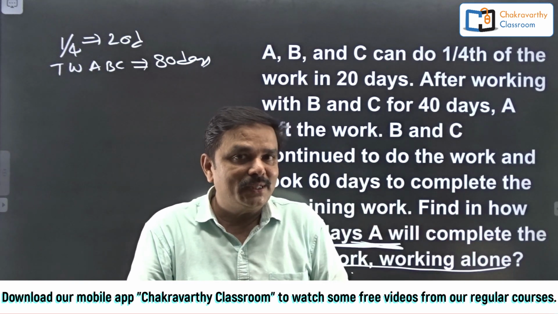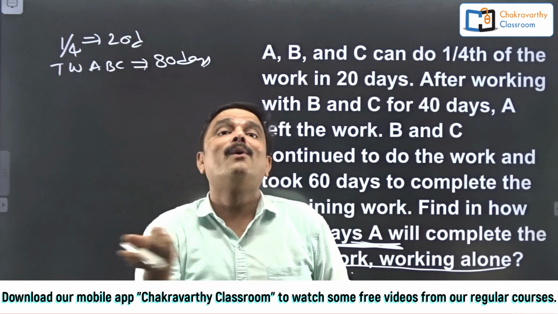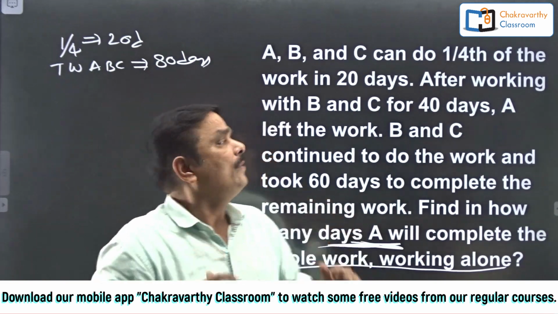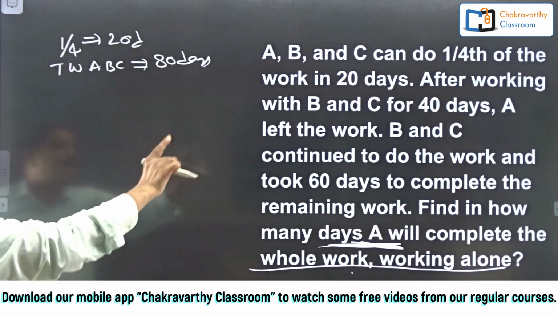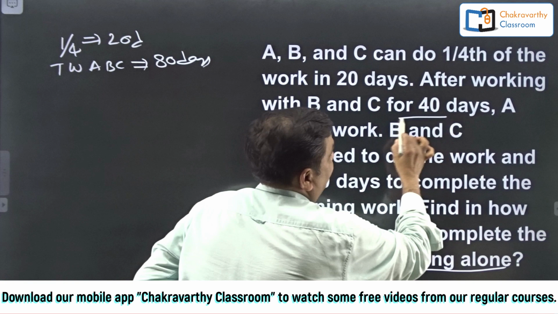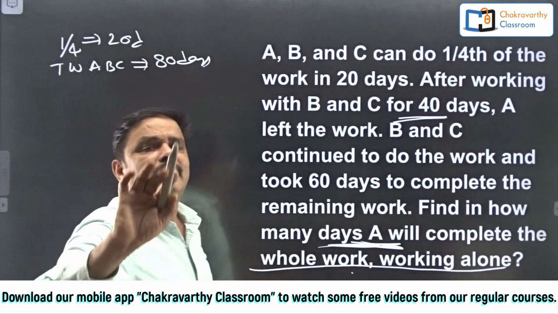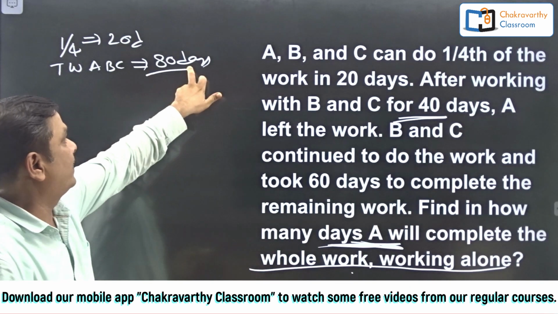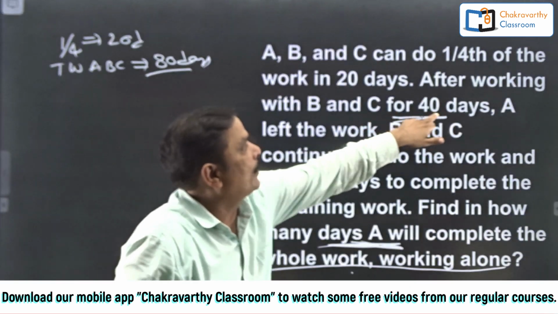How to get the efficiency? You need to know the amount of work. Only then can you go for the efficiency. How? Here they have clearly given that A, B and C worked for 40 days, which means some work has been completed. Out of 80-day work, they have completed 40-day work.